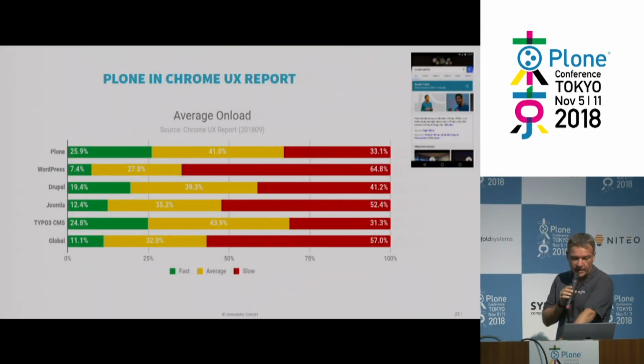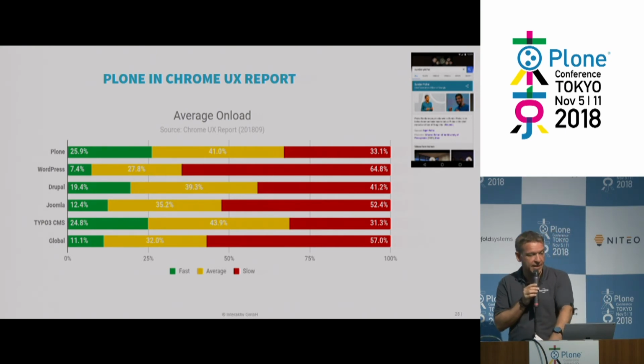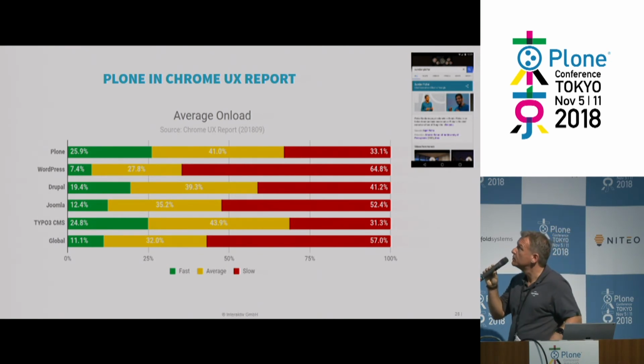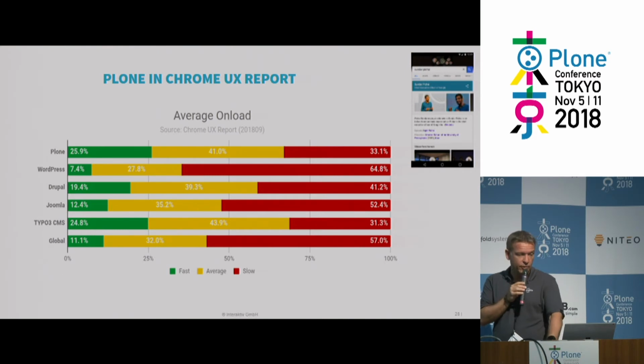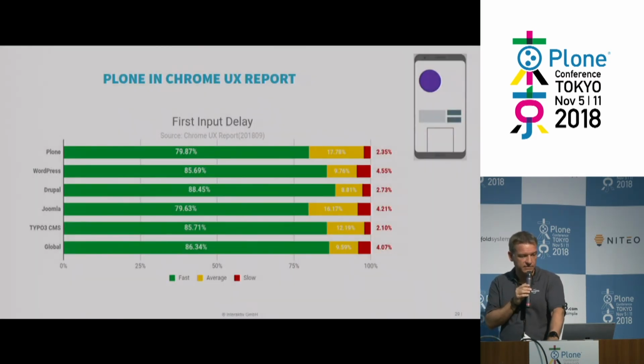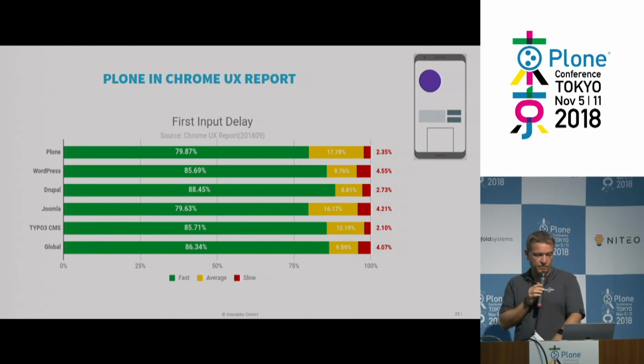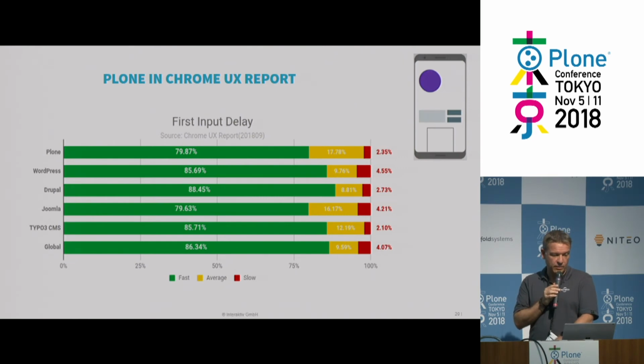Same thing with average unload. So there your page is completely loaded, and there we have 25.9% of Plone websites in the fast section, and 33% are slow, so definitely room for improvement. That's the first input delay, when your website reacts to your user input, and all these systems are pretty good there.